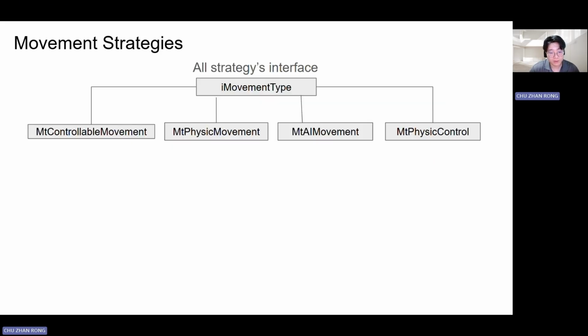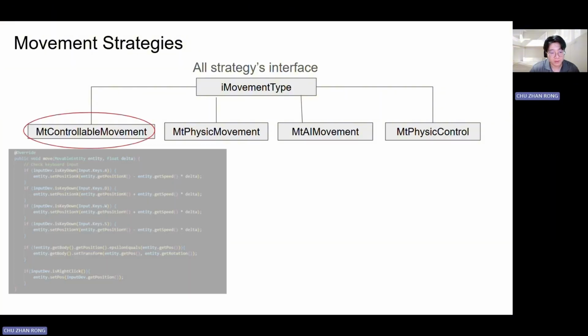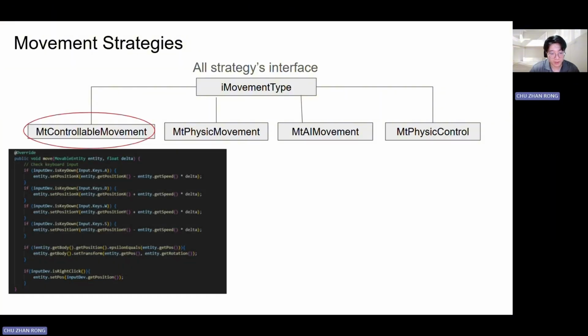All four strategies implement the same iMovementType interface with the same single method, move. But what that method does is completely different in each case. For example, the controllable movement reads WASD keyboard input every frame and directly adjusts the entity's X and Y position. It also supports right-clicking to teleport the entity to the mouse position.